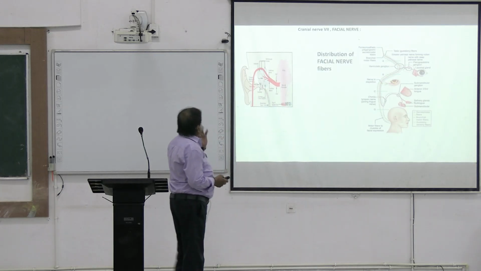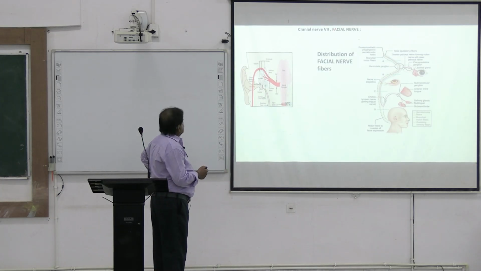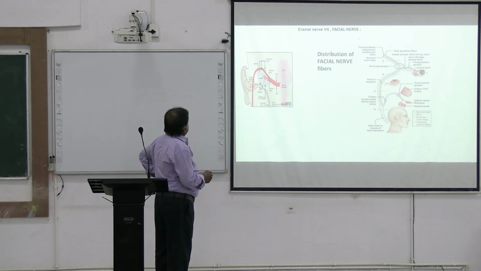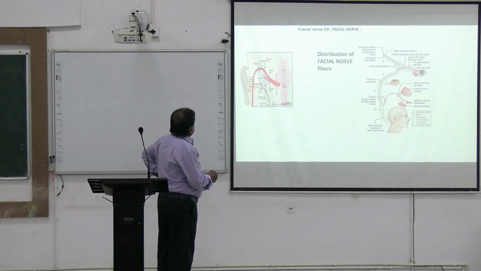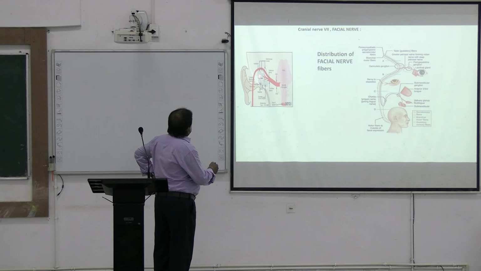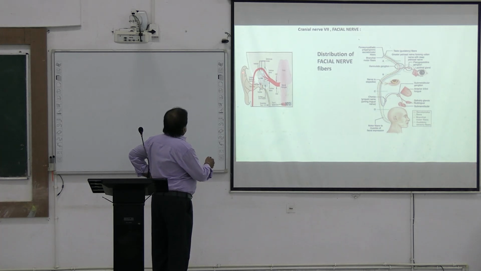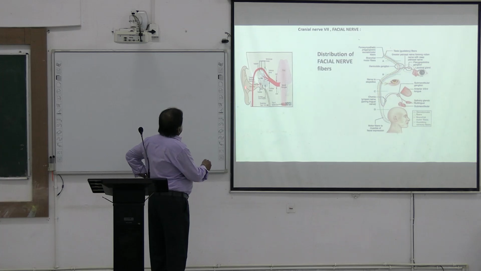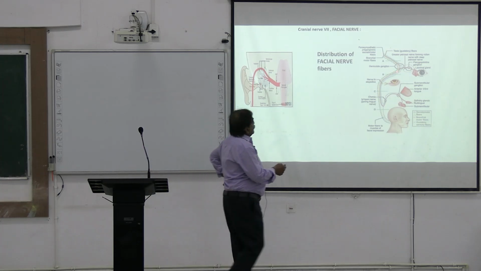Now, distribution of facial nerve, cranial nerve 7, facial nerve, distribution of facial nerve. Now, get the medulla oblongata and you see the path. And the vestibular is the cochlear apparatus. This is the ear.